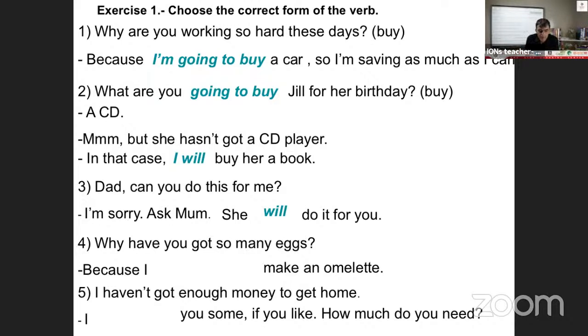But let's move on. Next. Why have you got so many eggs? Okay. If you ask the chicken, maybe she will give you an answer. But if you ask my mom, why have you got so many eggs? Because I'm going to make an omelet. Yes, absolutely. Why else would you have so many eggs? You could be making a cake. I'm going to make a cake. I'm going to make an omelet. You bought eggs for a specific purpose, or shall we say, plan.